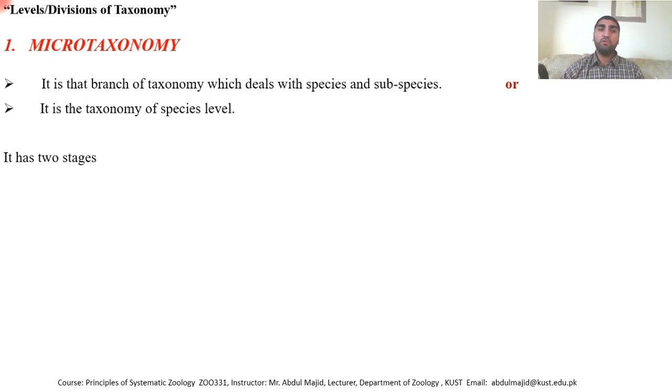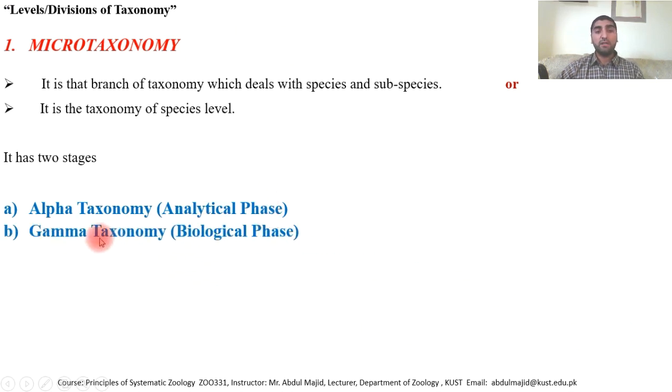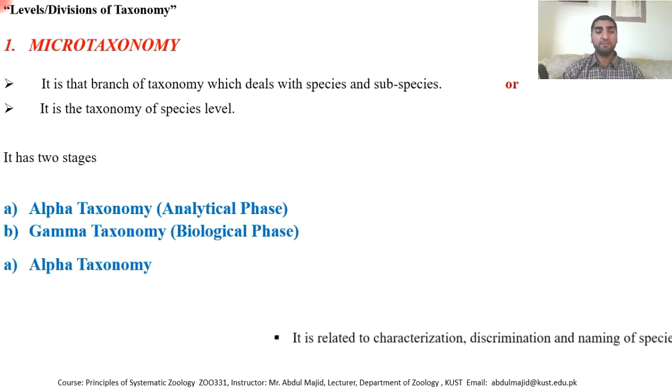This microtaxonomy has two stages or two phases. Number one is known as alpha taxonomy, or it can also be known as analytical phase. And the other one is gamma taxonomy, or it is also known as biological phase. So what is alpha taxonomy? Let's talk about the alpha taxonomy or analytical phase, or you can say alpha phase.